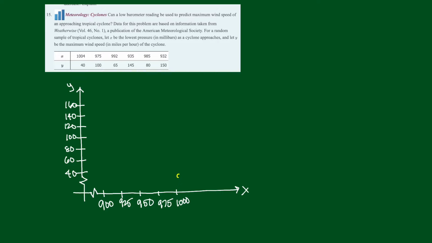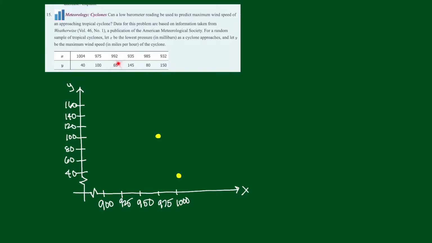1,040, maybe it's right there. The second point is at 975 and 100. Okay, well that's nice, it's kind of right on our graph. So it's 975 out this far, and up here at 100. So I'll put a point there. 975 and 100.